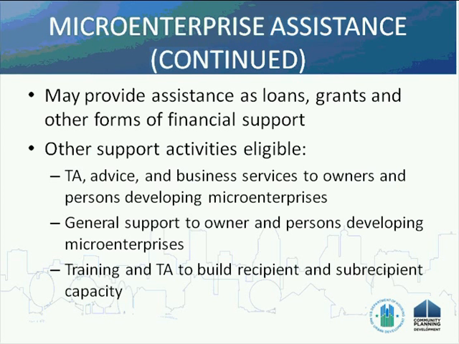In addition, the unit of general local government may provide general support to the owner of the microenterprise. This would include costs to personally assist the owner, which would enable him or her to build or expand his or her business. For example, if the owner of the business needed child care assistance or transportation subsidies so they could get to and open the business, this could be provided under CDBG.